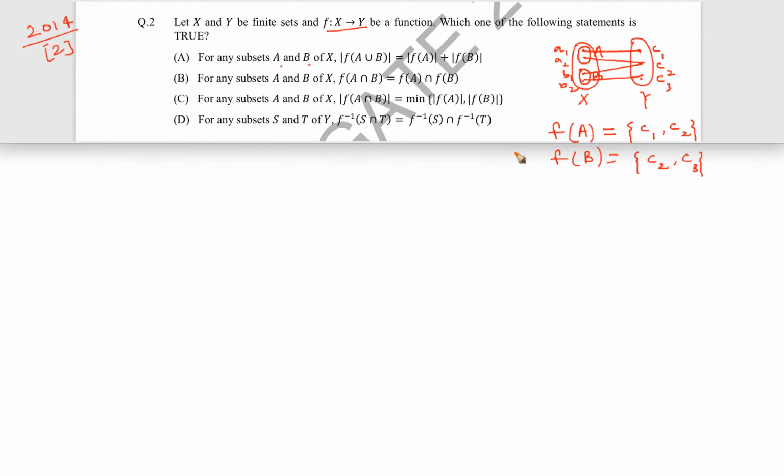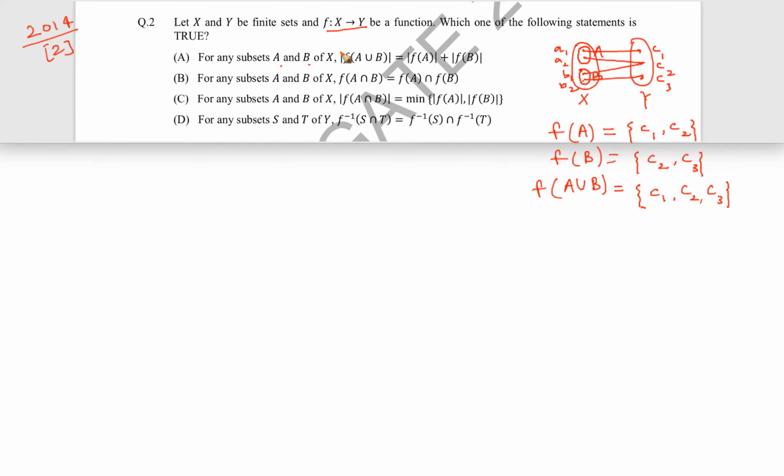So what happens when we are talking about f(A union B)? A union B is a1, a2, b1, b2. When we apply the function on all these four points, what are the different values which we are getting for f(A union B)? Those values are basically c1, c2 and c3. In a set, each element will occur only once. That is the definition of a set, right? So in that fashion we have seen this.